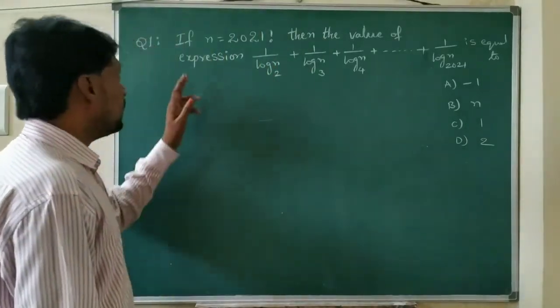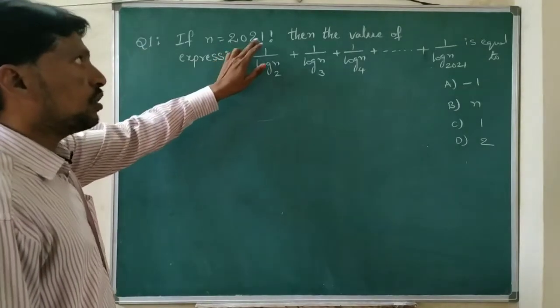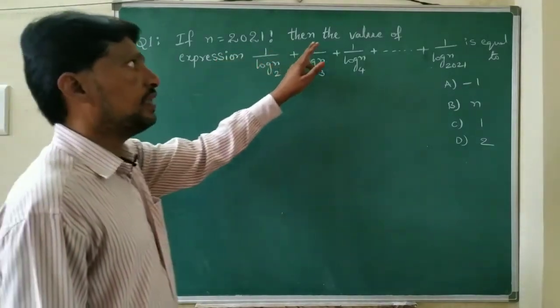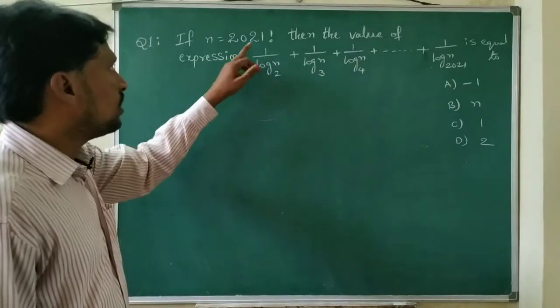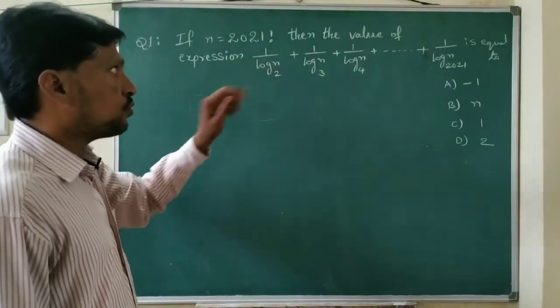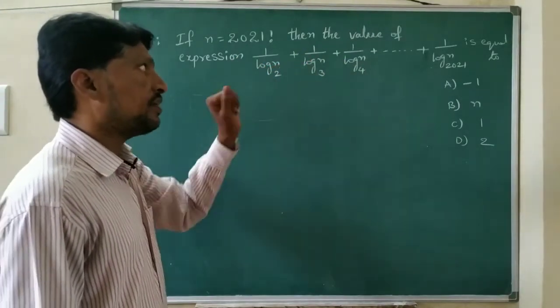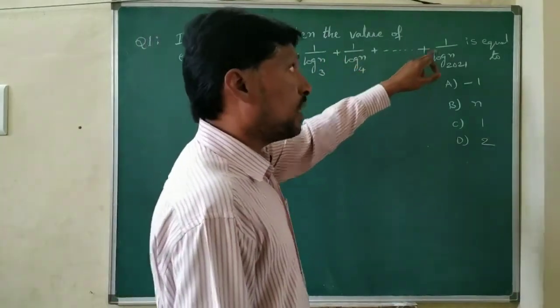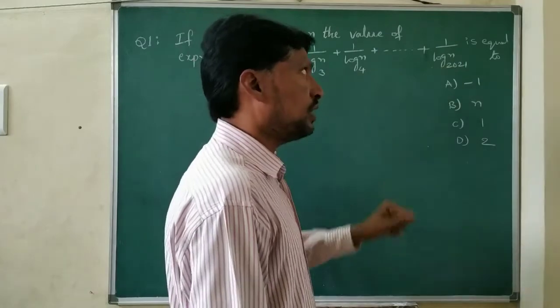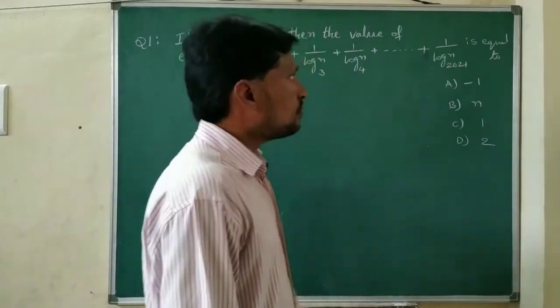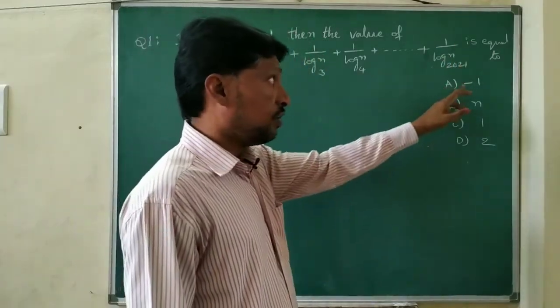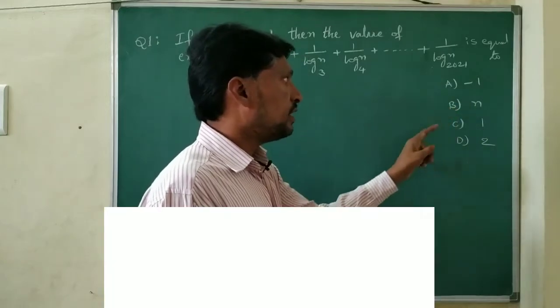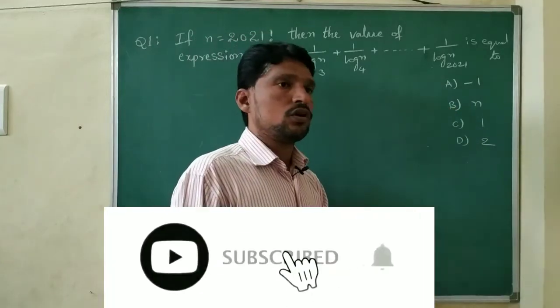Question number 1. If n equals 2021 factorial, then the value of the expression 1 by log n base 2 plus 1 by log n base 3 plus 1 by log n base 4 plus so on, 1 by log n base 2021 is equal to. Here options are given: a equals -1, b equals 10, c equals 1, d equals 2.